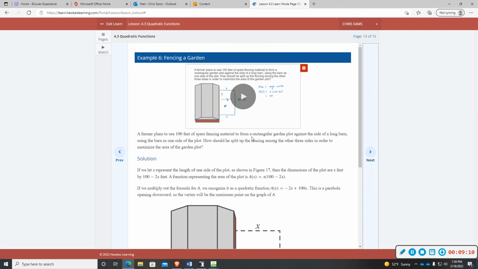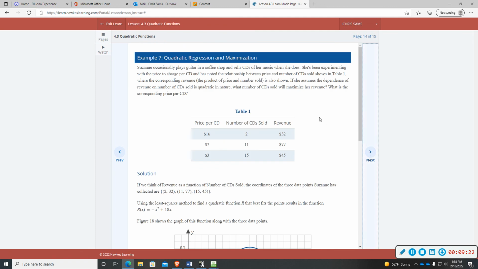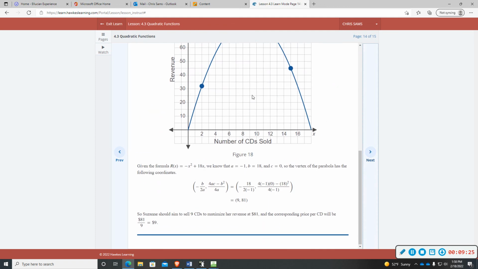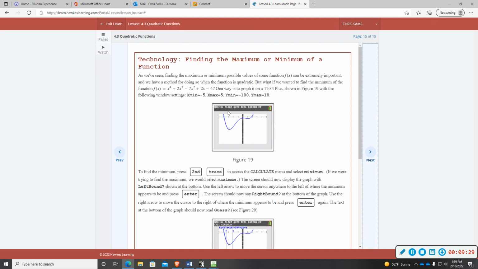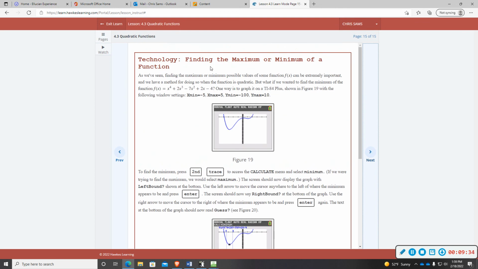And then here's some examples of some application problems, which they all just lend themselves to quadratic formula, and we'll find vertex. And then here's a couple more examples of them using regression. And then the last page is just some calculations and some steps as far as using the calculator to find minimum and maximum. So with that, we're going to go ahead and jump into Hawks and start solving some of these problems.